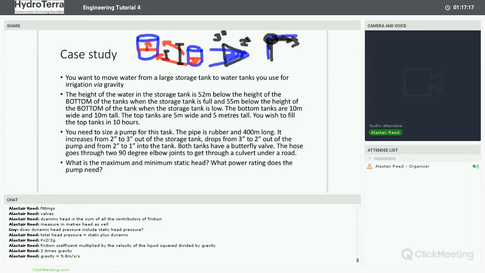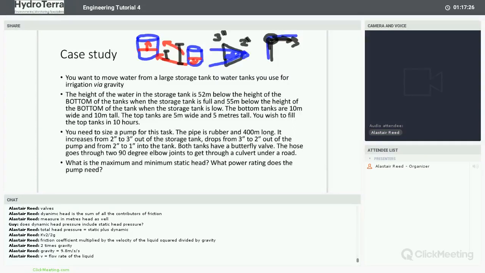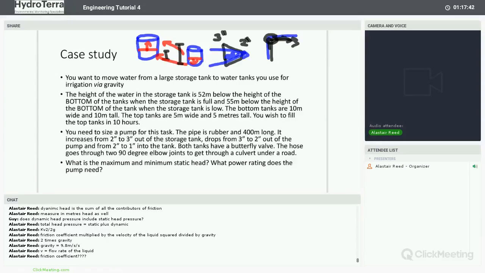Let's start with the easy one. Gravity equals 9.8 meters per second squared. We know that. Velocity just equals essentially the flow rate of the liquid, and that's explained in the notes, such as how quickly is the liquid moving. Friction coefficient. So the gravity and the velocity, that's easy enough. The friction coefficient seems a little bit ugly.